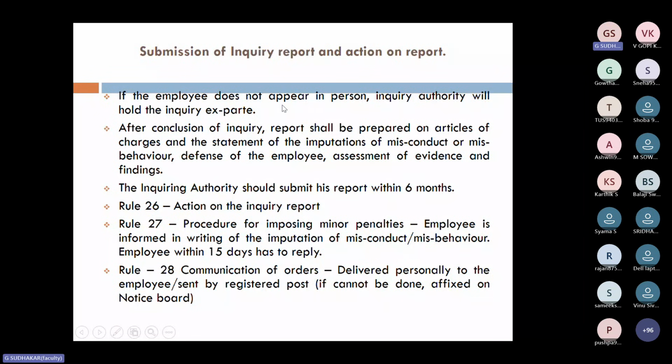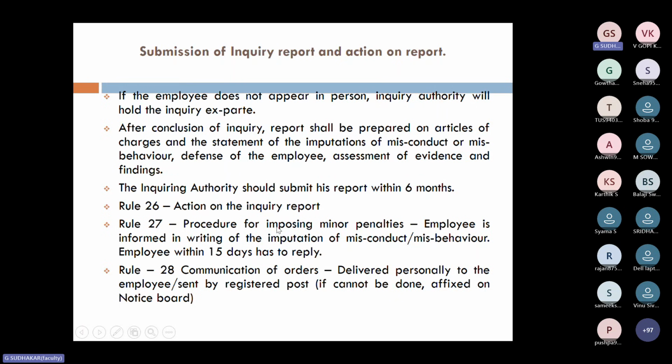If the employee does not appear in person, the inquiry authority will hold the inquiry ex parte. He has to appear on the date and time mentioned in the notice. If he is not appearing one or two times, they will wait and give him one more opportunity, a second opportunity. If he is not coming, it will be treated as ex parte and proceedings will be conducted without the charge-sheeted employee. So these are all this one.